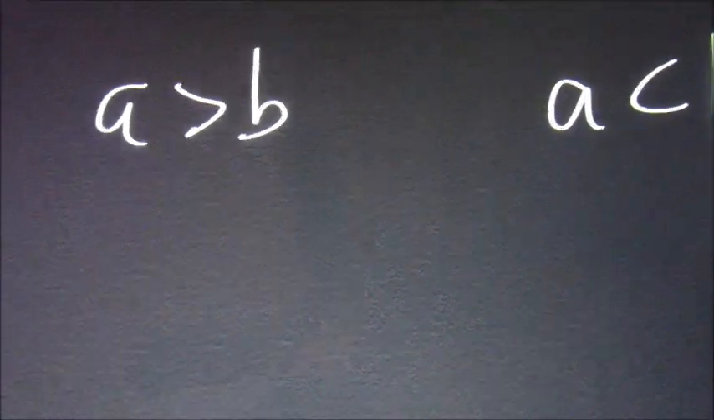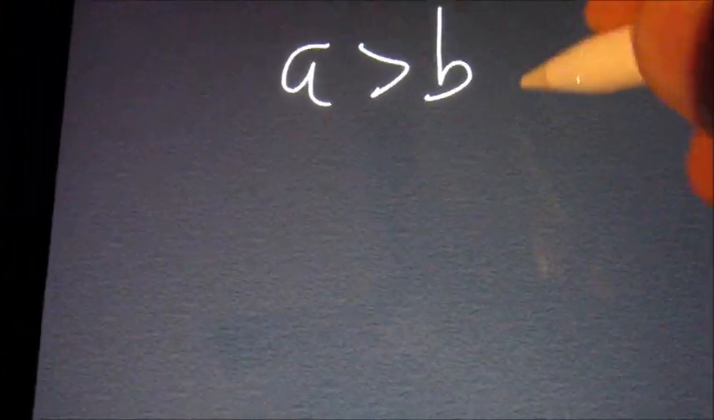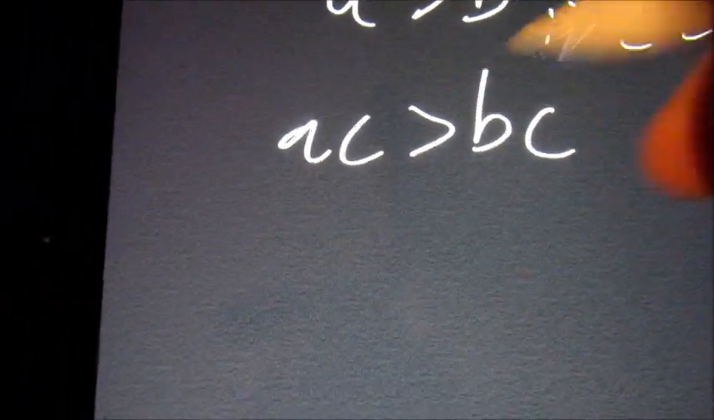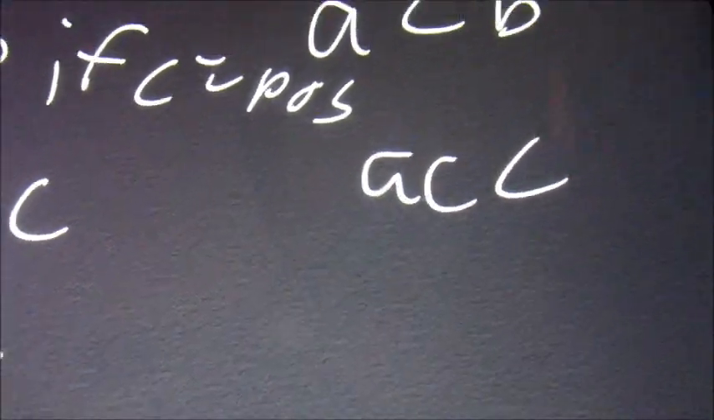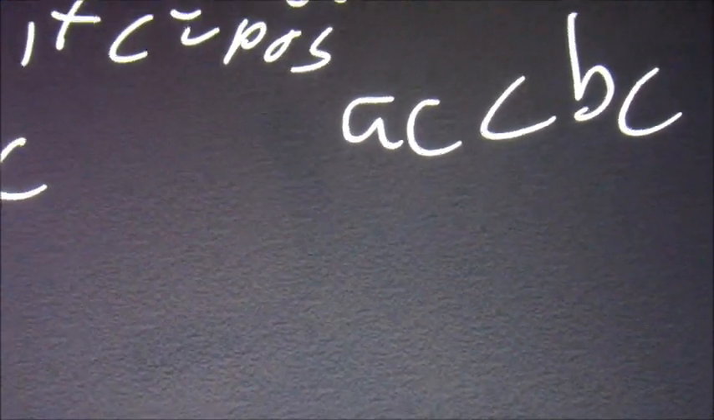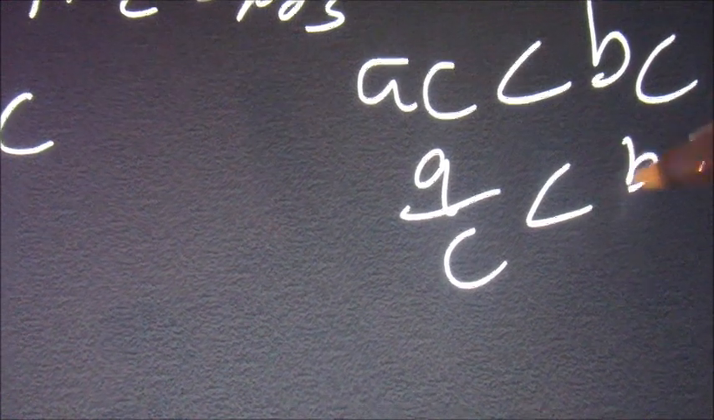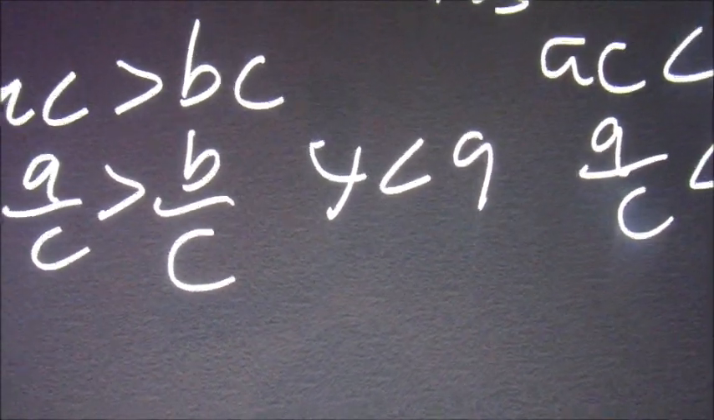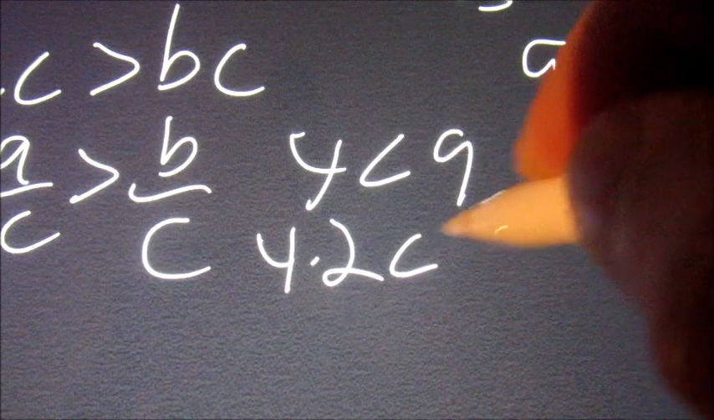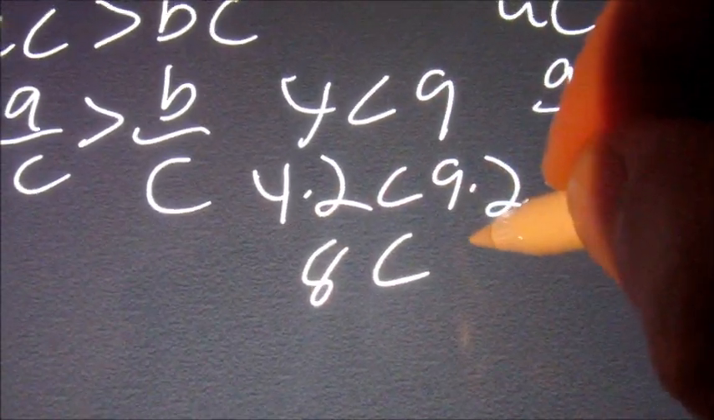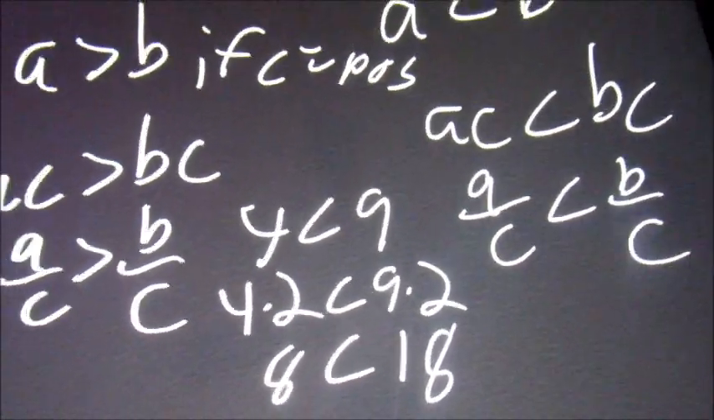We're still starting with A is greater than B or A is less than B. Now if C is positive, then A times C is greater than B times C, and A divided by C is greater than B divided by C. Likewise, A times C is still going to stay less than B times C, and again, this is if C is positive, and A divided by C is less than B divided by C. So if we have something like 4 is less than 9, and we multiply both sides by 2, 4 times 2 less than 9 times 2, 8 is less than 18. So we see that that still holds.